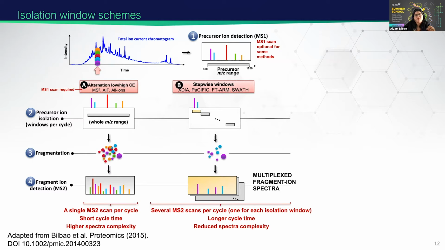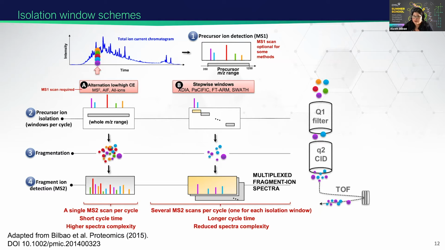A more recent approach proposed to use several isolation windows, so you can divide the precursor mass range into multiple isolation windows. Then we can acquire fragment ion maps for each of these isolation windows. This will reduce the complexity. This is possible with newer instruments that are faster, so it's possible to cover all the mass range with multiple windows in a time scale that is compatible with the liquid chromatography separation.